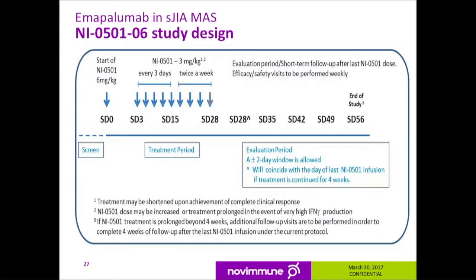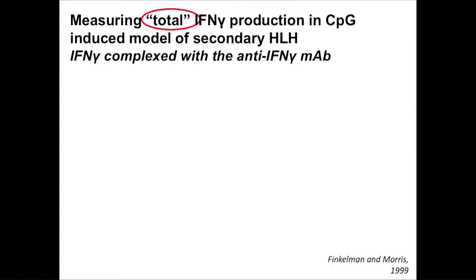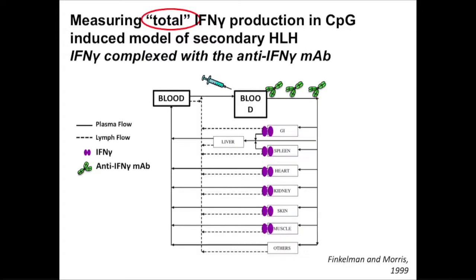Let me tell you why we chose 6 milligram per kilogram per day as loading dose and then 3 milligram per day, which is very different from what has been done till now in primary HLH. I have to go back to the concept of total gamma, which is something that was defined in mice and is based on this principle.